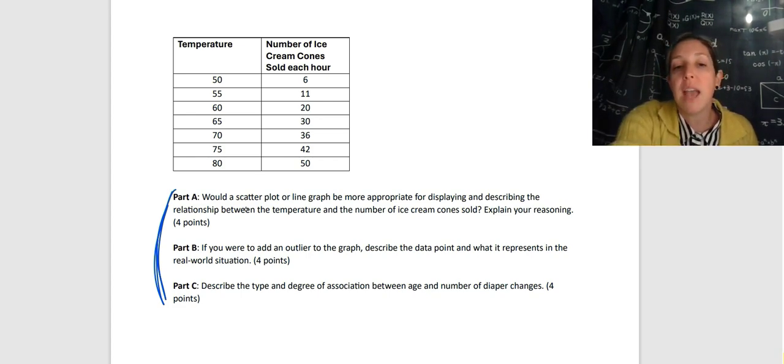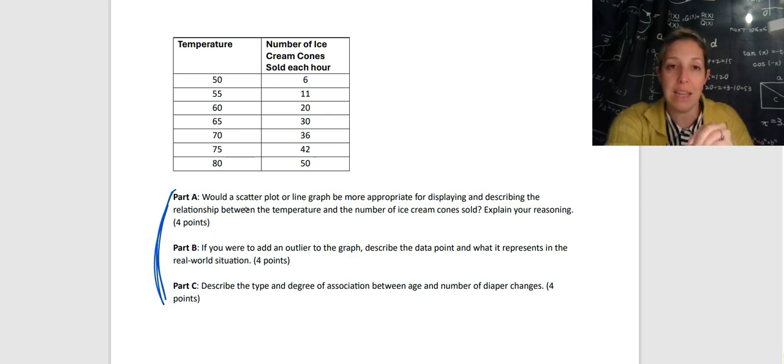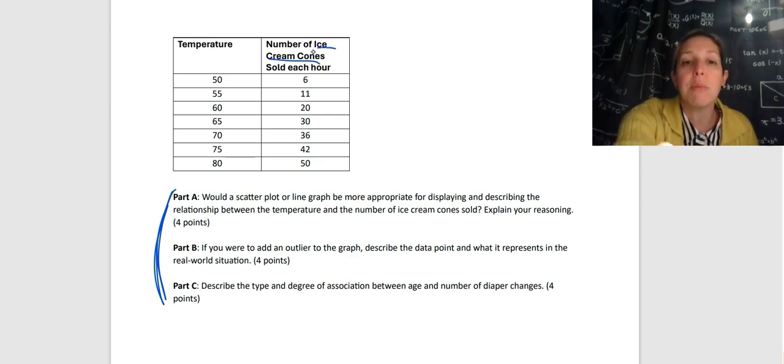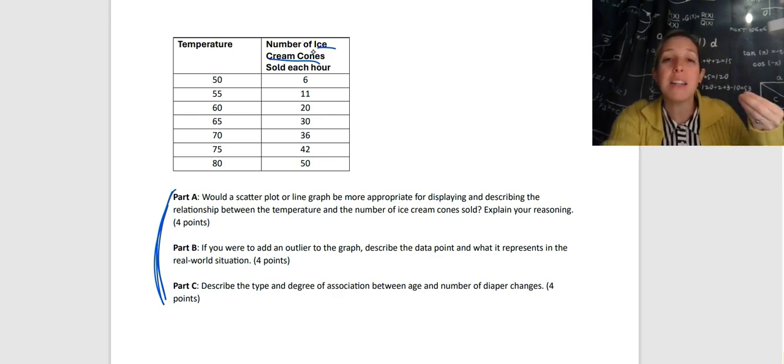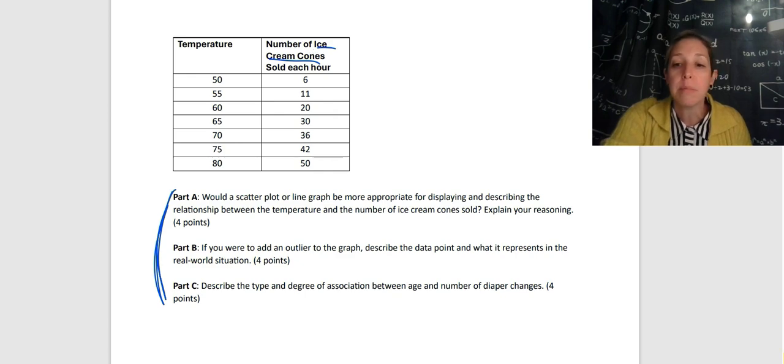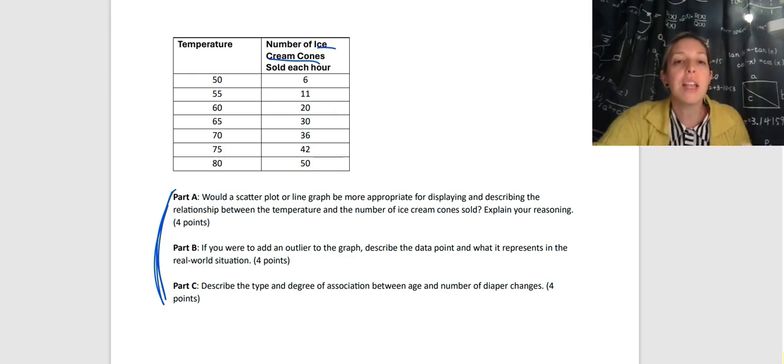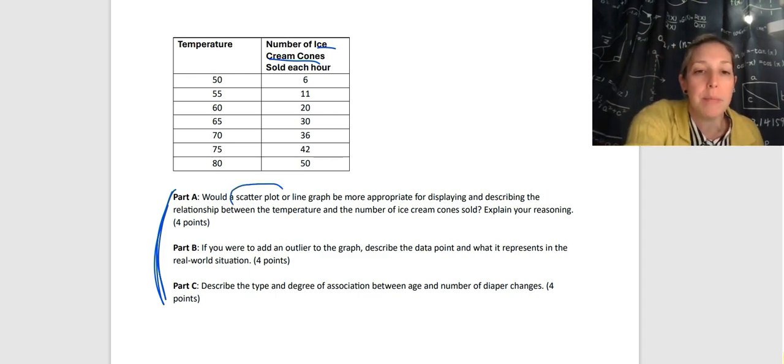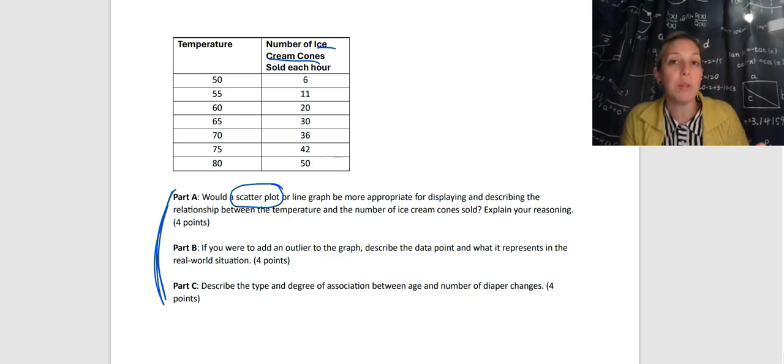So first question says scatter plot or line graph. Line graph is if you're having like temperature or price or something that you can have like decimal or fractions. Scatter plot is when it's like exact things. So for this one, we're looking at ice cream cones. That is an exact thing. You're not going to be selling half an ice cream cone or a fourth of an ice cream cone. You're selling whole ice cream cones. So this is going to be a scatter plot. And that would be your reasoning. You would say you're selling whole ice cream cones, so it needs to be a scatter plot.